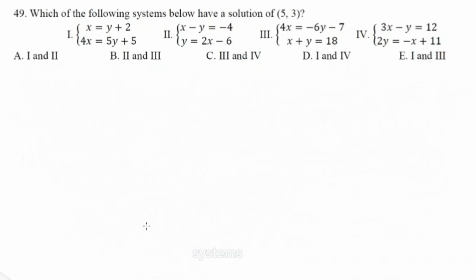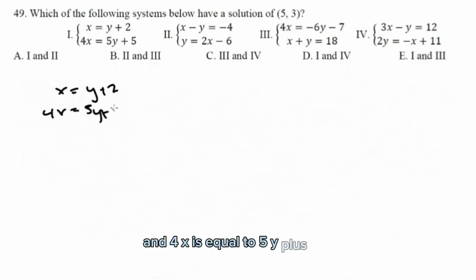Next, which of the following systems below have a solution of 5, 3? Alright, all we have to do is solve all of the system of equations and figure out which one has the solution of 5, 3. Let's do it. Alright, let's start with number 1. So number 1 is x equals y plus 2, and 4x is equal to 5y plus 5.